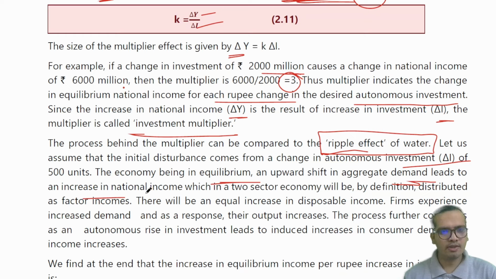increase in national income, which in a two-sector economy will be, by definition, distributed as factor income. There will be an equal increase in the disposable income. So firms experience increased demand, and as a response their output will also increase. The process further continues as the autonomous rise in investment leads to an induced increase in consumer demand and income increases.